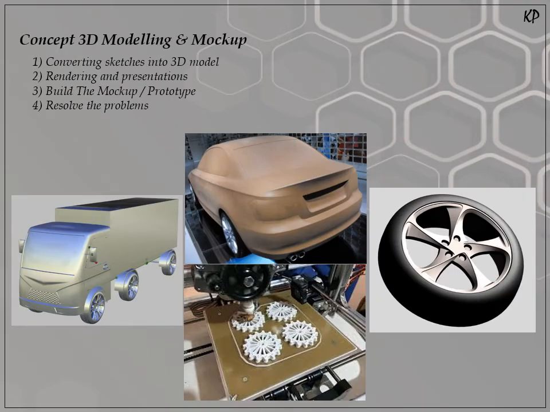Third stage is concept modeling and mock-up. Once your sketches are ready, you convert them into a 3D model, because a 3D model can give you an idea of your complete product. Once that complete 3D model is ready, you can go for your mock-up or prototype by conventional methods, 3D printing or clay modeling, so that you can understand your product thoroughly. And once you study this mock-up, you can refine your sketches and your 3D model before going towards the engineering or any finalization.